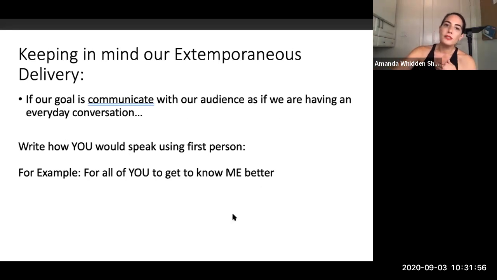So our goal of extemporaneous delivery is to communicate to our audience like we're having an everyday conversation with them. And our everyday conversation is something that we can, of course, engage with, but how do you talk with your friends? How do you talk with your family? What is your natural style of communication? That is where individuals start to thrive.